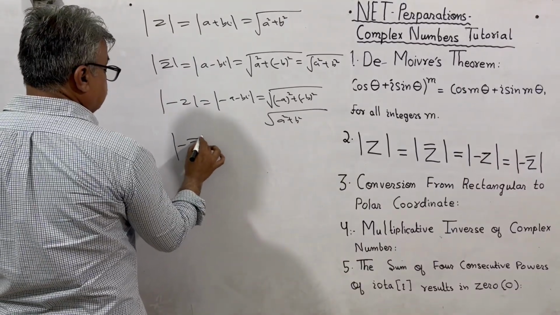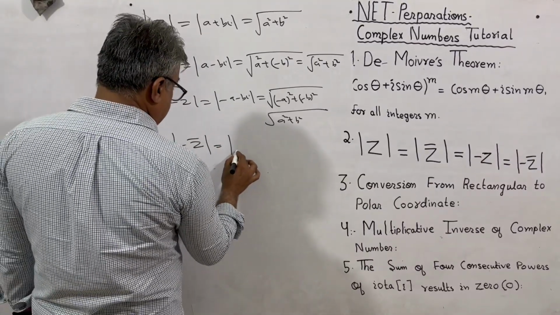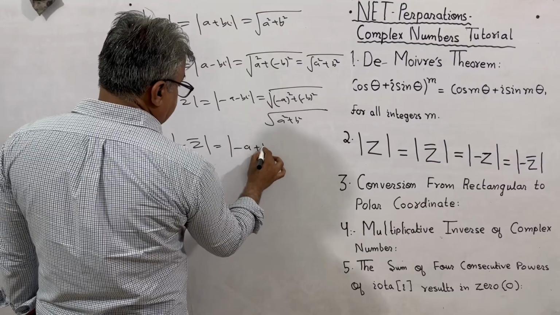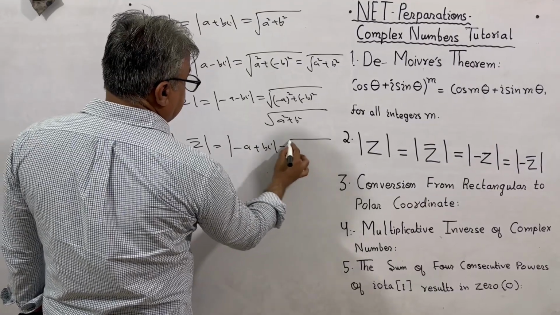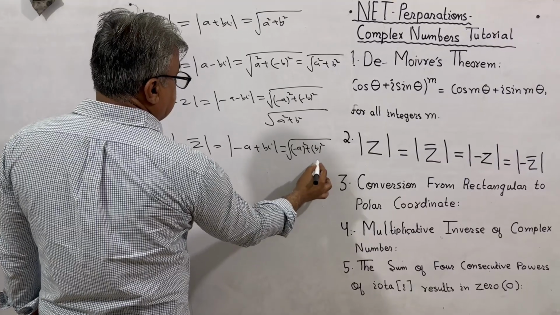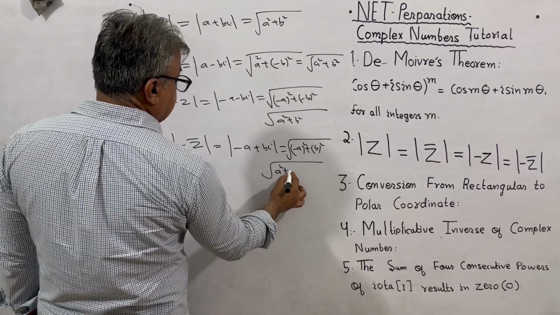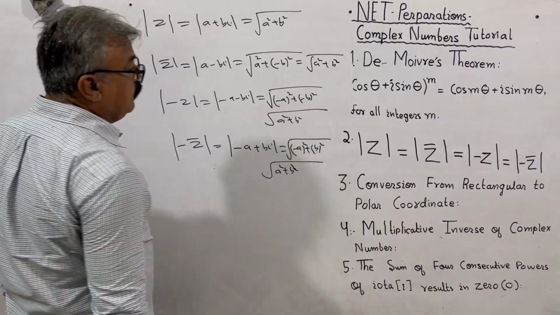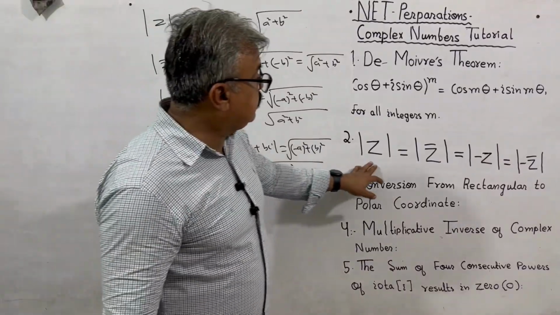Similarly, the additive inverse of the conjugate is given by minus a plus b iota. It will also result in minus a square plus b square. That is the same. Good, quite cool. They all result the same.